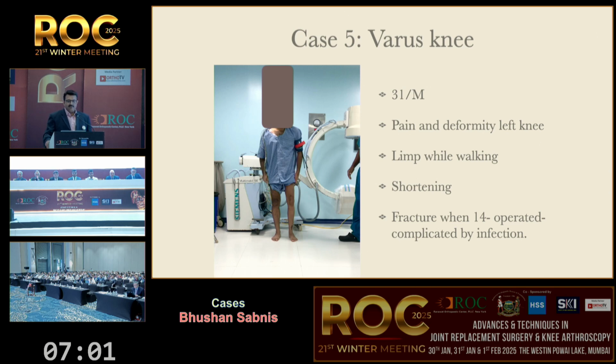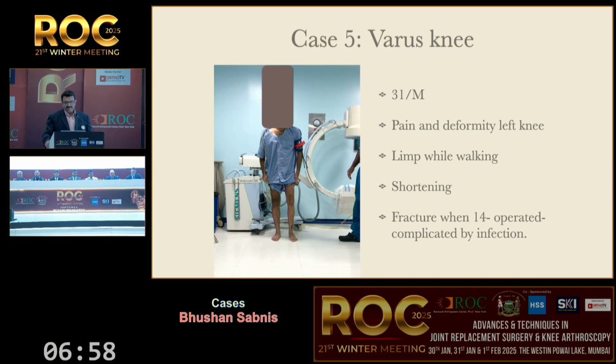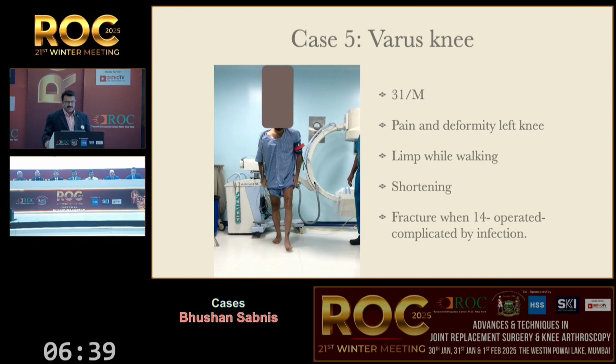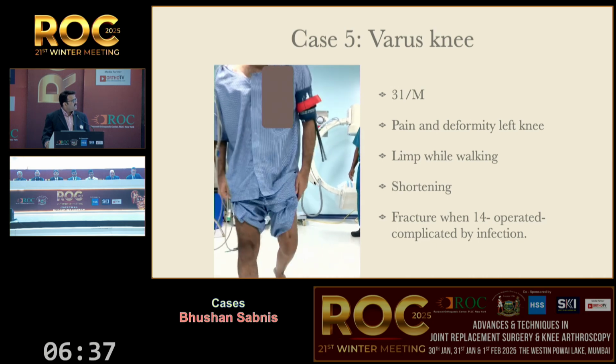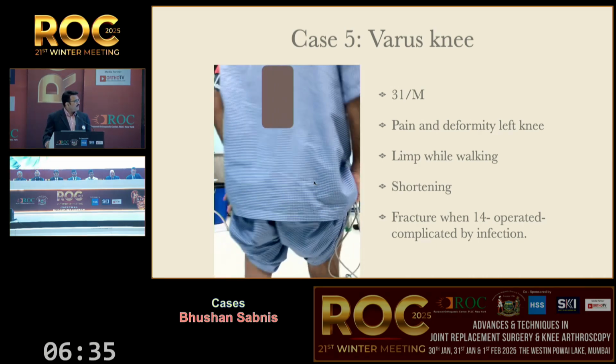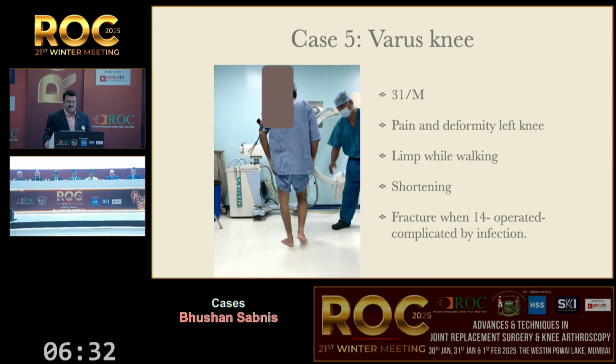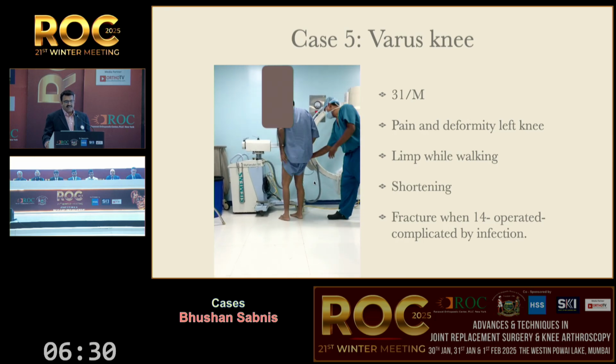This is a 31-year-old really active guy, complains of pain and deformity in his left knee, limps while walking. There is shortening on the left side, and to make it slightly more interesting, he's had a fracture when he was 14 in the femur, which was operated, complicated by infection, and required some 3 or 4 surgeries to get back to normal. That's him walking. So you can see the left limb has multiple marks from the sinuses or external fixator marks, whatever it is, and he's got varus and thinning of the whole lower limb and shortening.